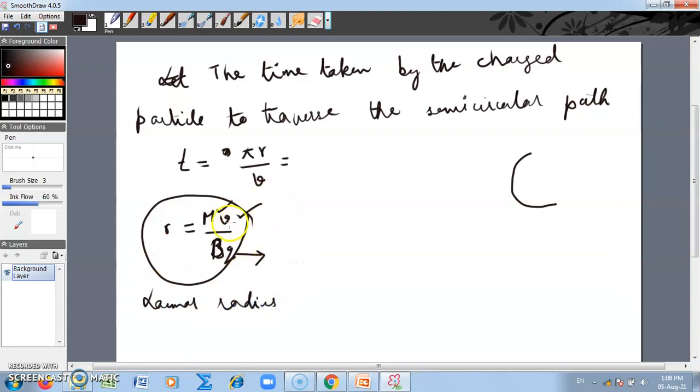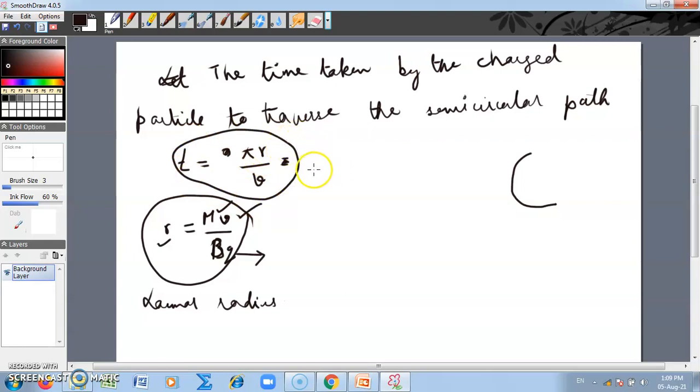So obviously when v increases, because in the gaps the particles get accelerated, definitely r will also increase, and that's why we can see why its radius is increasing. So this is the time taken. Time taken is this much.